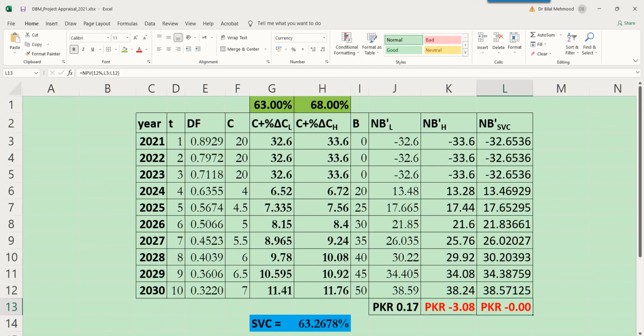It was possible by using the function in MS Excel, and a little bit of usage with caution and care can enable us to do the tedious process of finding the switching value of the costs on Excel with ease. Now in the next video we will learn about the switching value of benefits, and in the video after that we will learn how we can calculate the switching value of discount rate. Thank you.